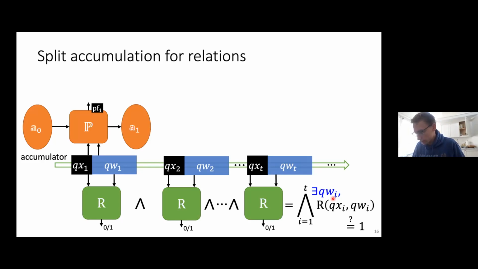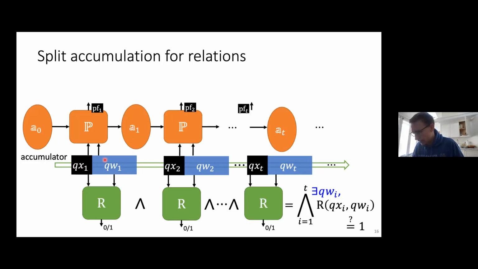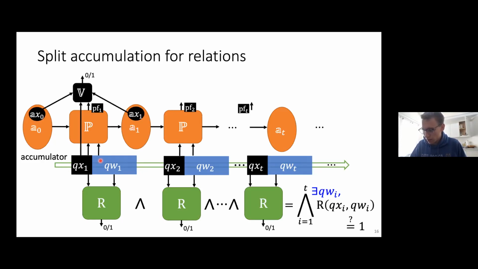What we're going to do now is build an accumulator for these relations. It looks very similar to before. We'll have a prover that gets as input both the instance and the witness, and outputs a proof. And in fact, we'll also split the accumulator. So we're doing two things at once: splitting the relation input into an instance and a witness, and doing a similar thing to the accumulator, where the accumulator consists of an instance and a witness.